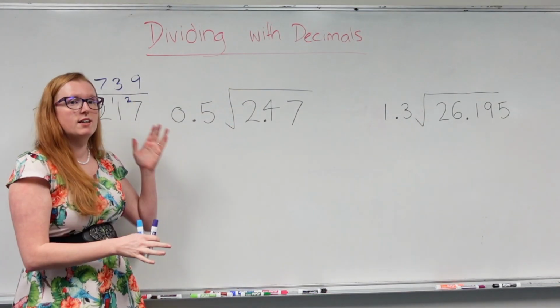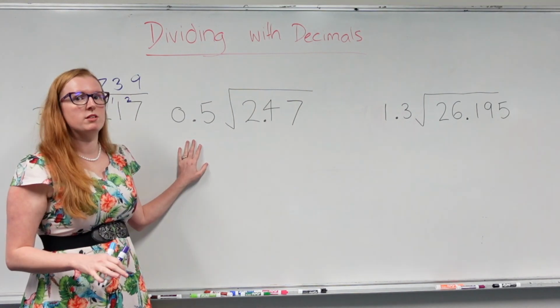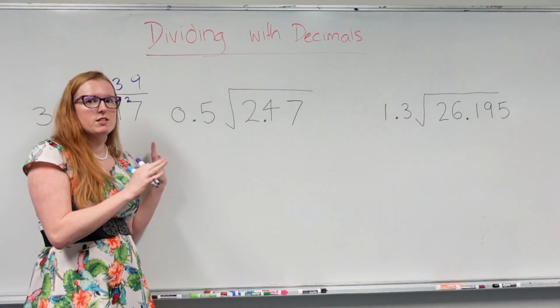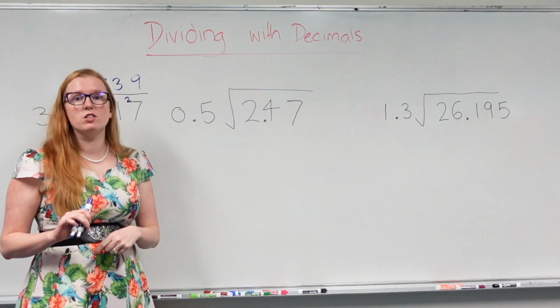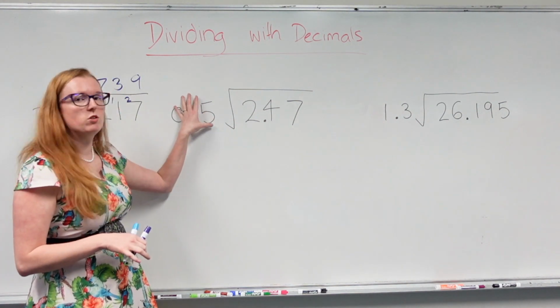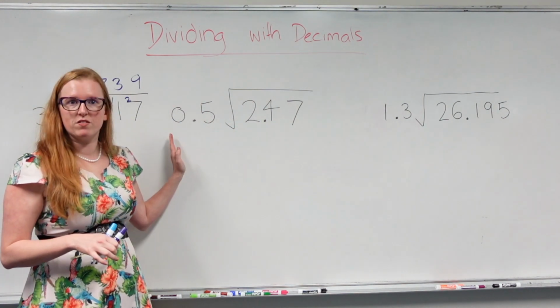Now here I have a decimal number being divided by another decimal number. Now that makes it really tricky. So I want to move the decimal out of my divisor. So this here is called your divisor. It's the number that you're dividing the other one by. Basically it's the number out the front.